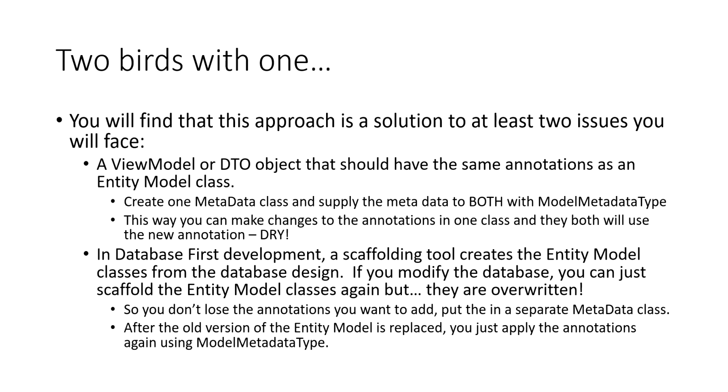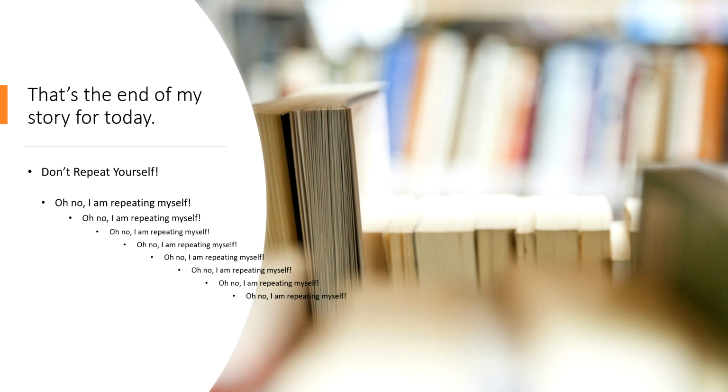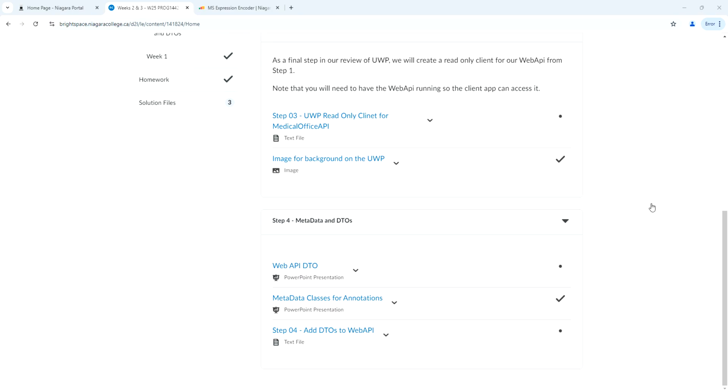If you eventually do database first development, the scaffolding tool automatically creates these kinds of classes. I haven't shown you that yet. We've done all code first, where we create our classes and have it generate the database. You can also take an existing database and have it create your classes, and when it does so, it defaults to this approach automatically. It creates metadata classes for everything. So we'll get a chance to see that when we get that far anyway. Okay, that's it. Don't repeat yourself, use metadata.